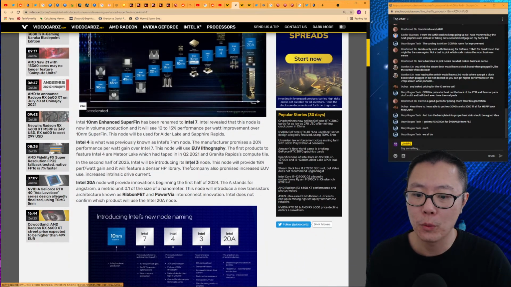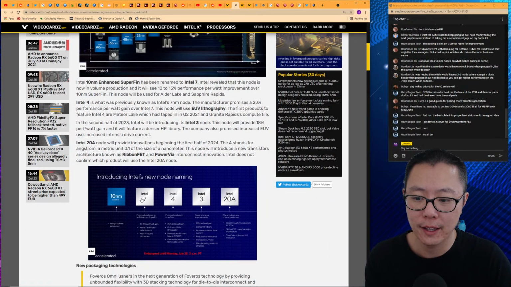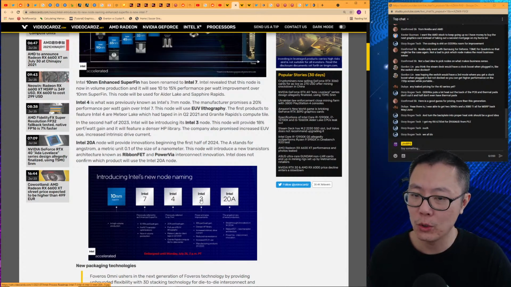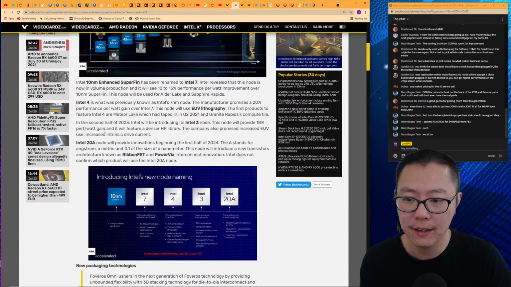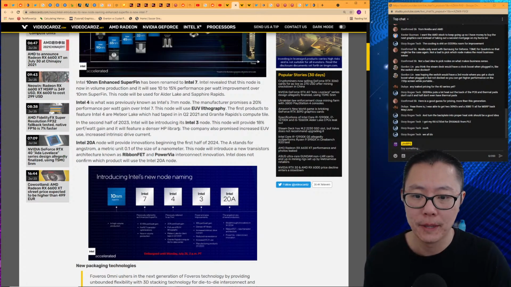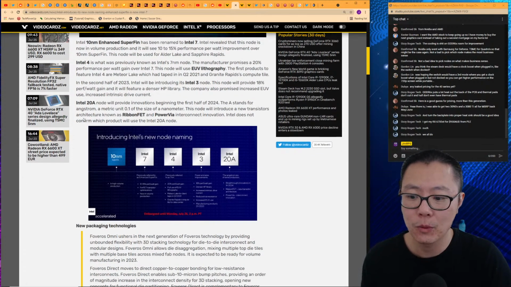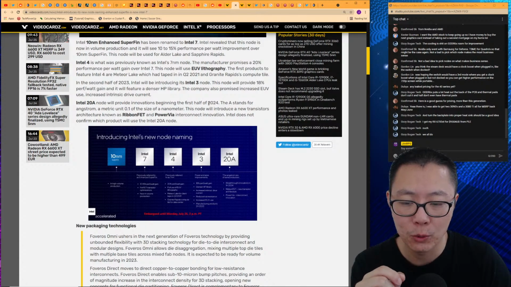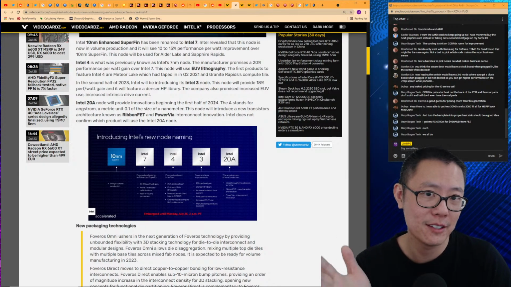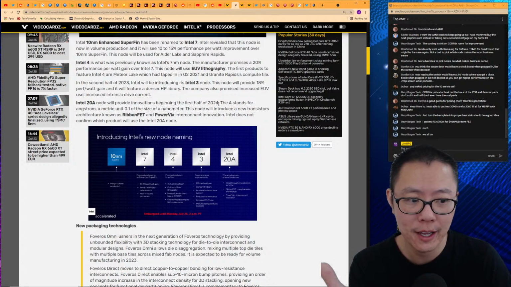But so I think most of us knew about Intel 10, 7, there's a 4 and a 3. I think we knew that Intel was going to 3 and we didn't really know too much about it. It says here that this node will provide 18% performance per watt gain and it will feature a denser HP library. The company also promised increased EUV use, increased intrinsic drive current. I think the really interesting one is the Intel 20A node, which will provide innovations beginning the first half of 2024. That's not really far away. That's like a couple of years away, 2.5 years away.